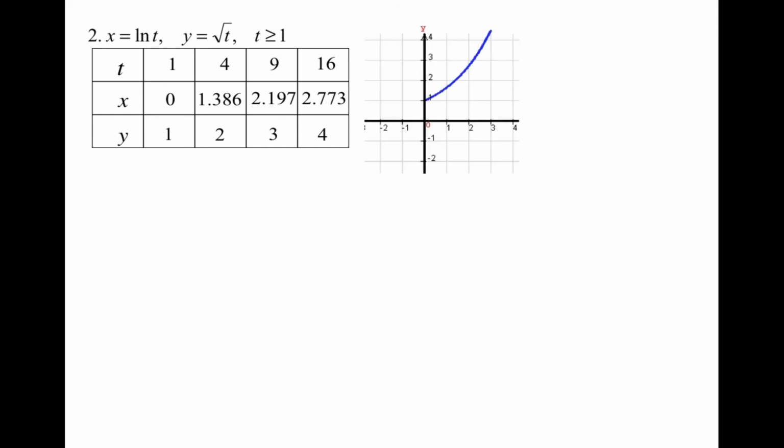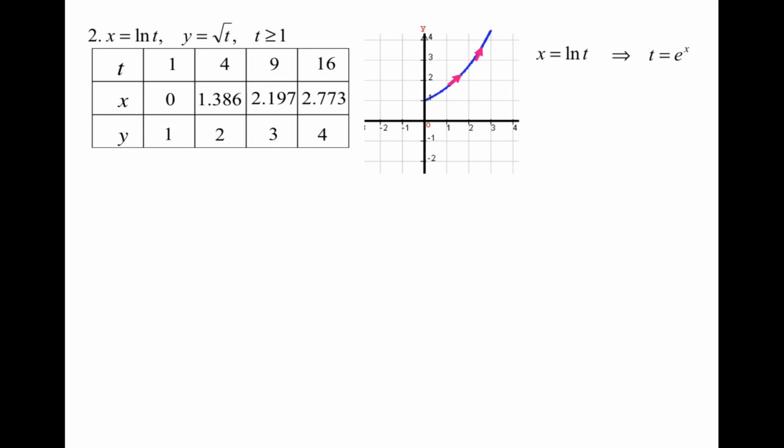So then I'm going to graph these, and then I'm going to indicate the direction with arrows. And then I'm going to solve for t in one of the equations. I chose x equals the natural log of t.